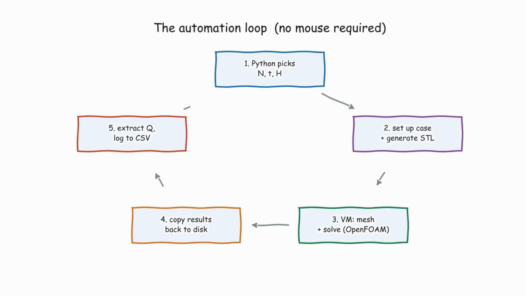4. The results come back to the drive. 5. We pull out the heat dissipated Q and write one row to a spreadsheet. Then it just loops.